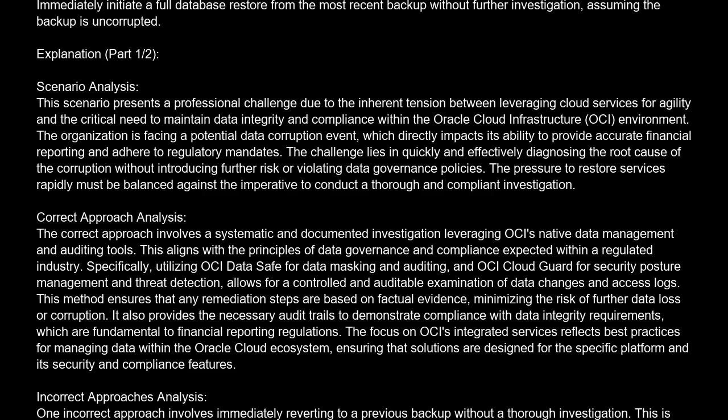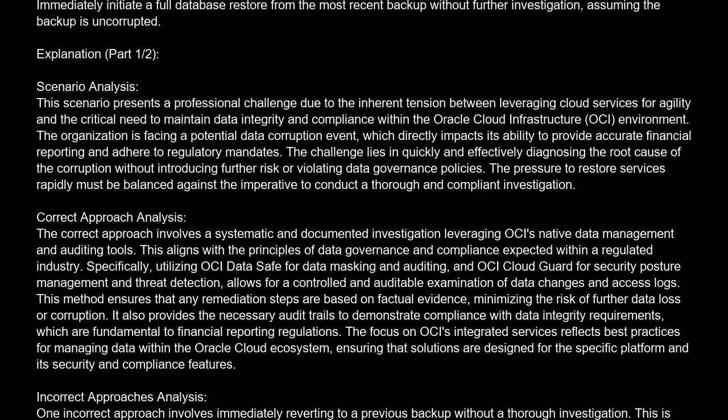Correct approach analysis. The correct approach involves a systematic and documented investigation leveraging OCI's native data management and auditing tools. This aligns with the principles of data governance and compliance expected within a regulated industry. Specifically, utilizing OCI Data Safe for data masking and auditing, and OCI Cloud Guard for security posture management and threat detection allows for a controlled and auditable examination of data changes and access logs.